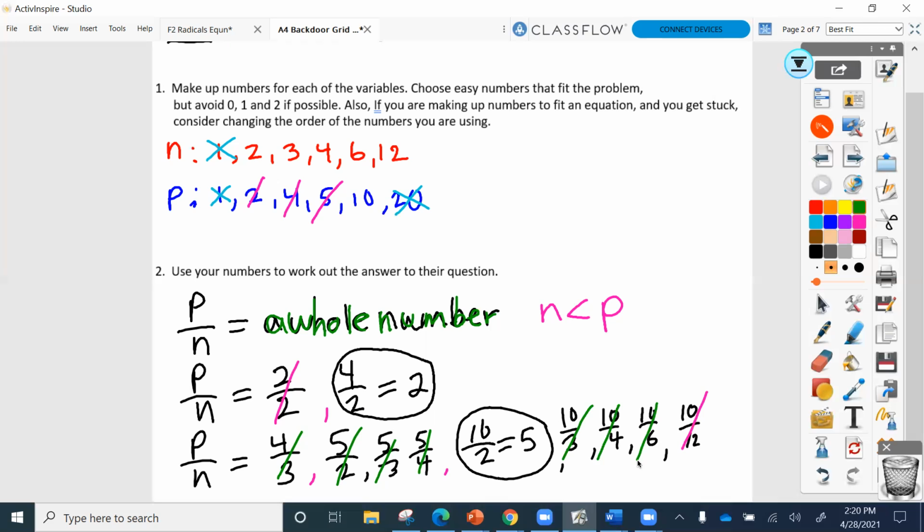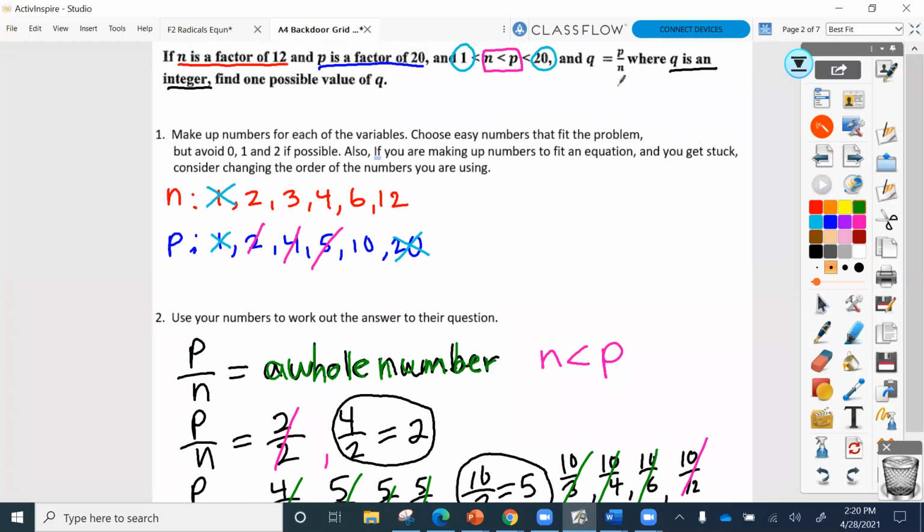Well, let's go up and make sure that we're answering the question they're asking, right? So what we know at this point is we know what p and n could be. Let's see what they're asking us for. They're asking us for q. Find one possible value of q. So the answer would be either 2 or 5. Either of those would answer the question.